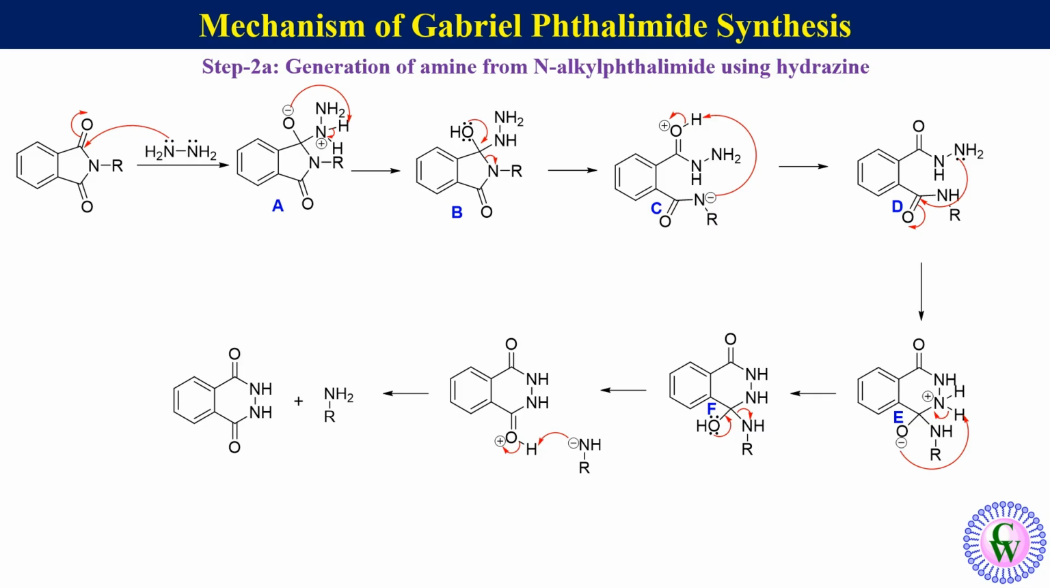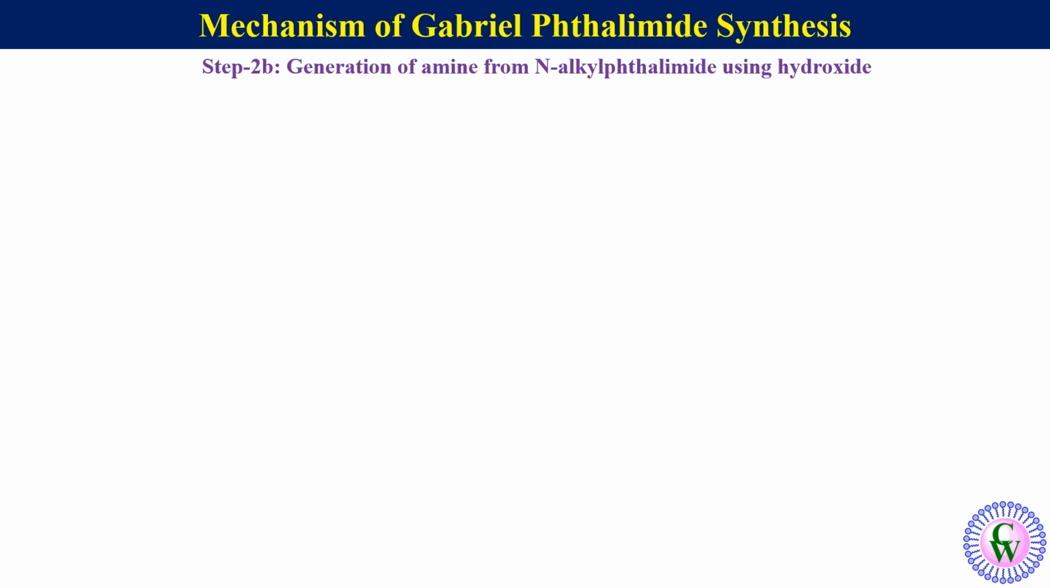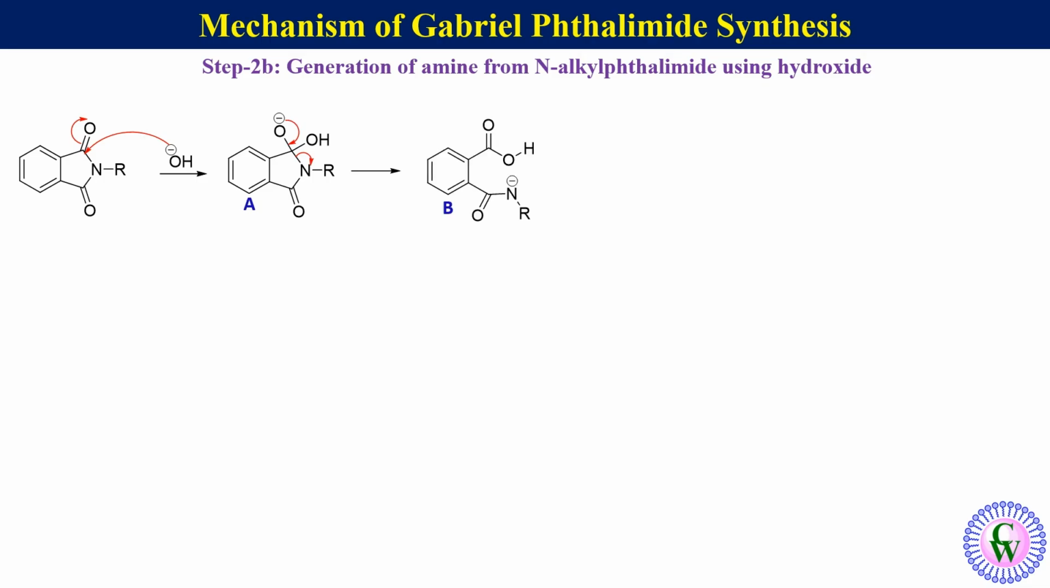Mechanism for the generation of amine from N-alkyl phthalimide using hydroxide. In this, alkyl phthalimide and hydroxide react in the same way as in the case of hydrazine. Addition of hydroxide to carbonyl carbon gives species A, which undergoes ring opening to produce species B. Proton transfer from carboxylic oxygen to amidic nitrogen gives species C.